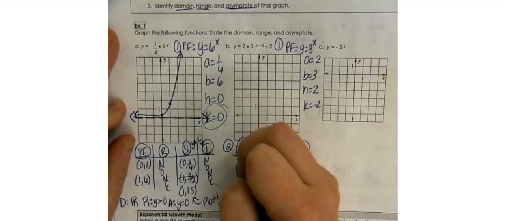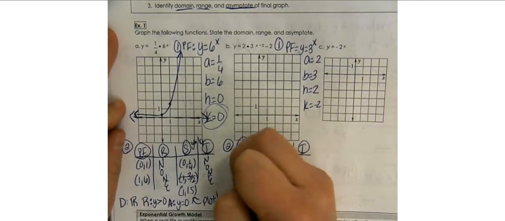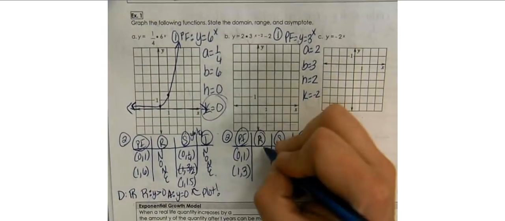So here's my parent function, reflection, stretch shrink, translation. My parent function is going to be 0, 1, and then 1 comma my b value, and my b value is 3. So I have 1, 3 as a part of my parent function. Reflection, in this case, my a value is not negative, so I'm going to write none.